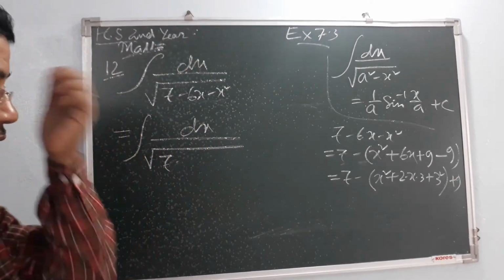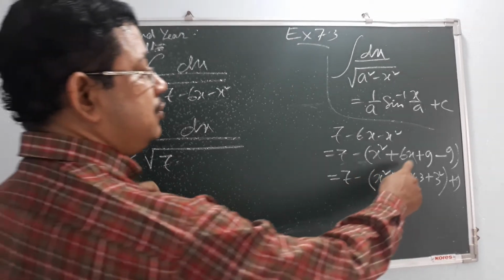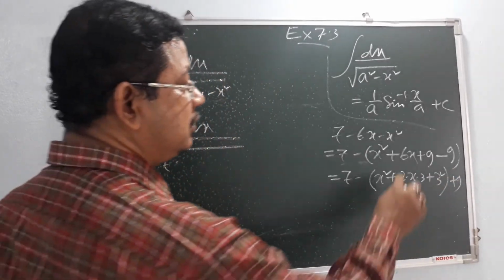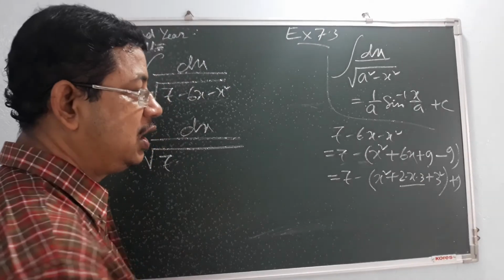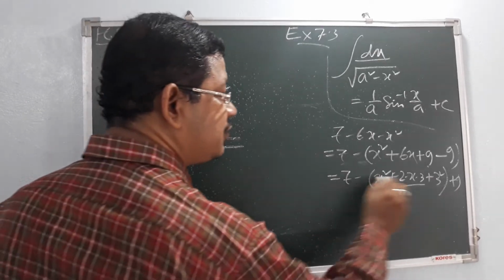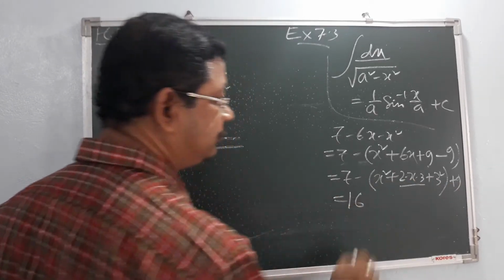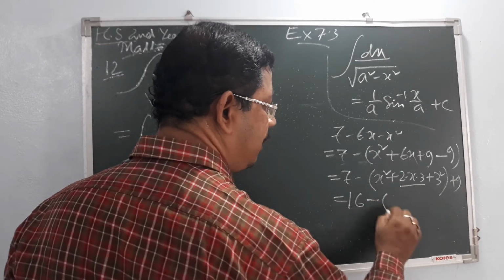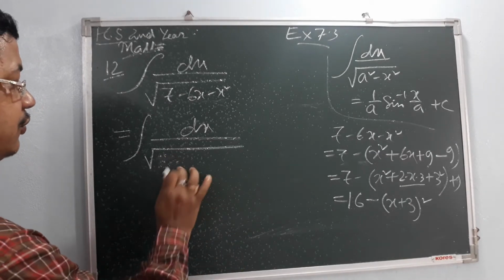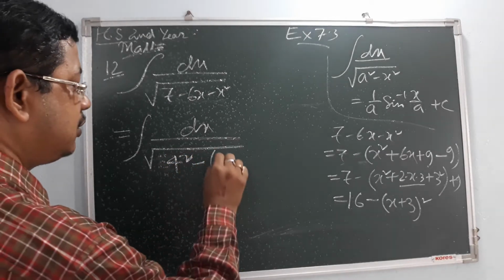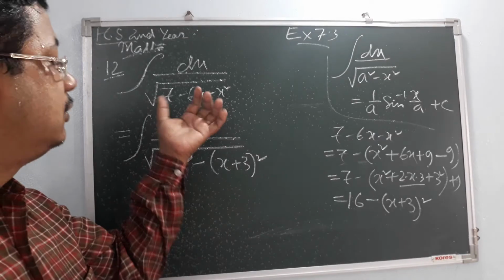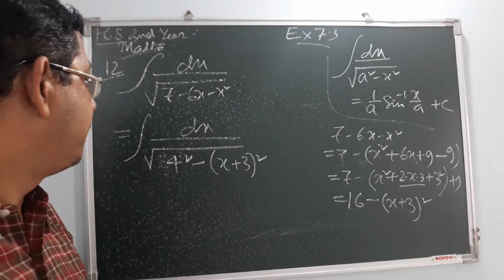Next step, you see what I have done. Here x square plus 6x plus 9. I have changed this 9 by 3 square. This 6x as 2 into x into 3. So definitely, when you withdraw this bracket, minus will become plus. 7 plus 9 will give 16. This is a plus b whole thing square formula. So I have written. So shall I write instead of this 4 square minus x plus 3 whole thing square? See. So what is that? That we have converted in that form.